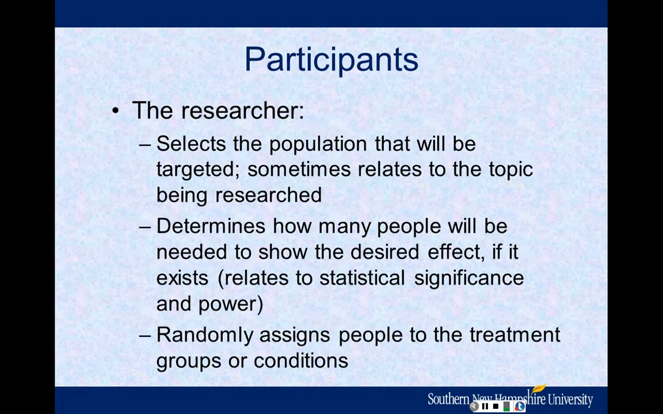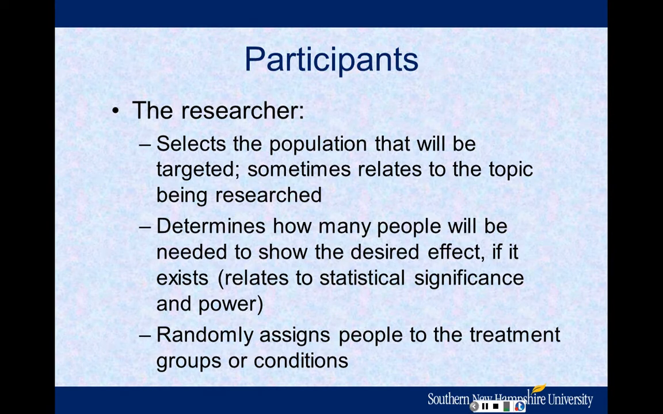So the researcher will select a population that will be targeted. Sometimes the population actually relates to the topic being researched. For example, a lot of research on osteoporosis ends up being done in postmenopausal women because those are the people who are affected by osteoporosis. Sometimes osteoporosis research is actually done in young populations to see if you can maximize bone density. So to some extent the population relates to the topic being studied.